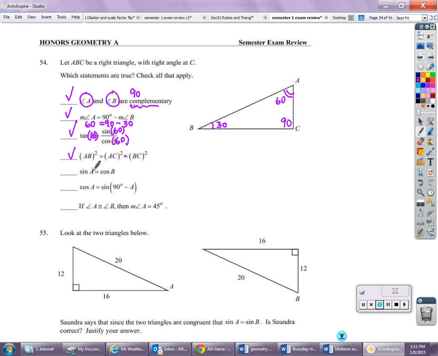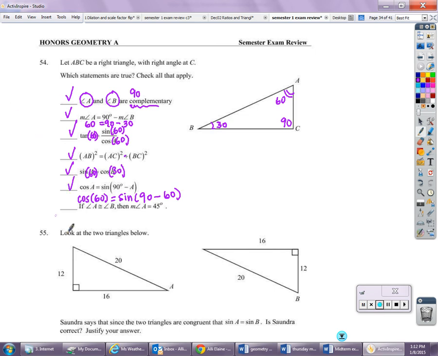Sine of A equals cosine of B. So again, I'm going to put 60 here. Cosine of B, so B is 30. So I'm going to see if sine of 60 is the same as cosine of 30. Sine of 60 is 0.866, and cosine of 30 is 0.866. So that seems to be true. Alright. The cosine of angle A, which is 60, is it the same as sine of 90 minus angle A, which is 60? Cosine of 60, using my calculator, is 0.5. And the sine of 90 minus 60, close your parentheses, is also 0.5. That seems to be true as well.